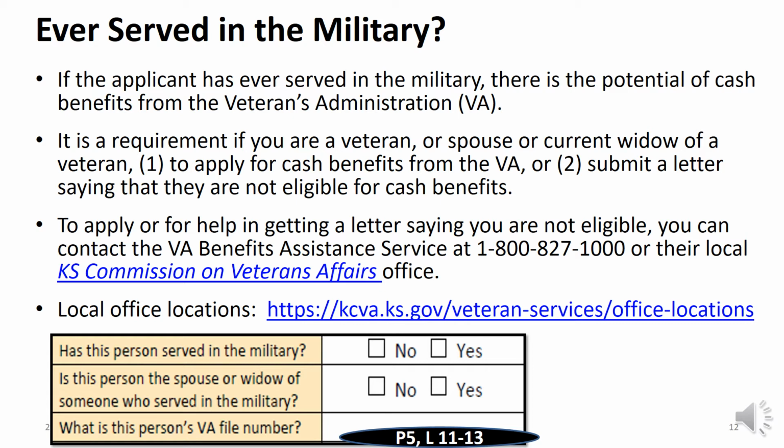information. So if you are helping someone and they fit into this and they're going to need that information and don't have it, they need to get on this right away because it'll take some time to get that information, and they'll need to submit that in order to get their KanCare application processed fully.